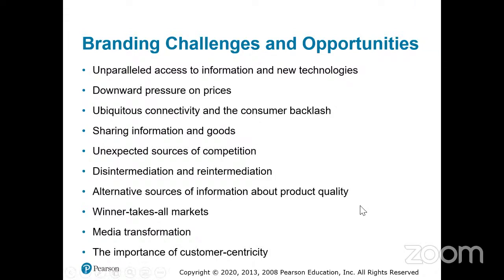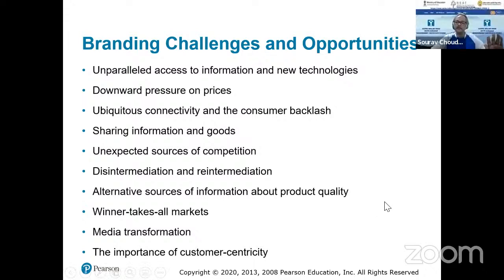Alternative source of information about product quality. Today you don't have to go to a retailer to see a product or check the quality. Sitting at your home, you can get information across the world about a product's quality. You can see reviews and comments, and so much to evaluate product quality.